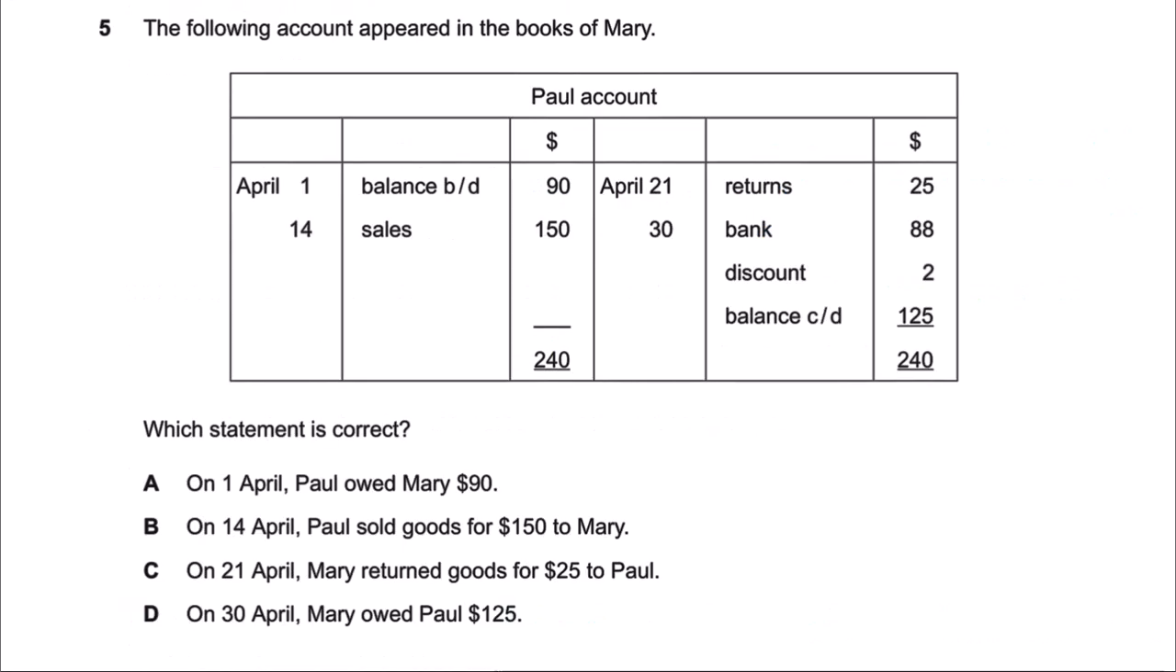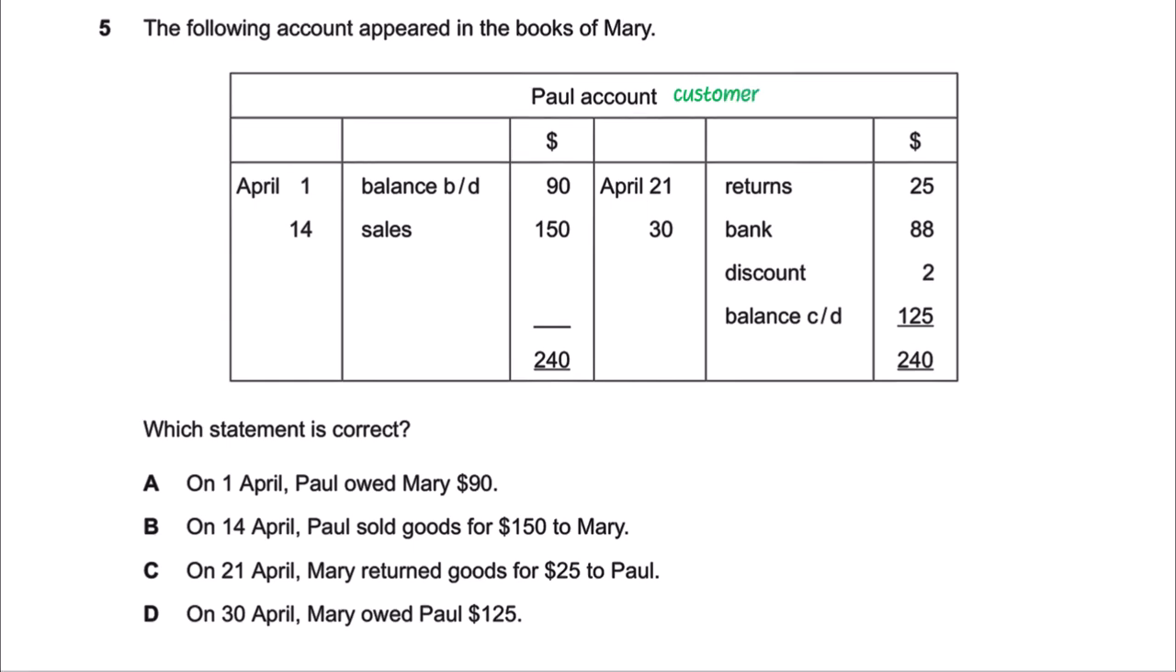Question number 5 is written: the following account appeared in the books of Mary. If we consider ourselves to be Mary, then below we are given Paul's T account. In it, an opening balance is given on April 1, from which it is not clear whether Paul is our supplier or a customer. Then on April 14, sales are given, confirming that Paul is our customer.